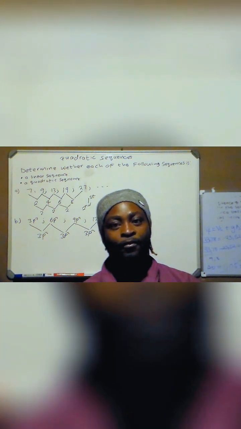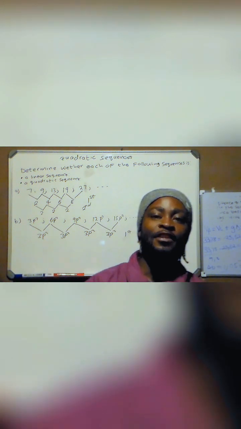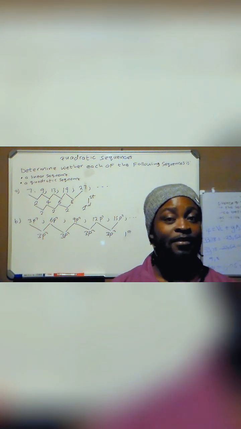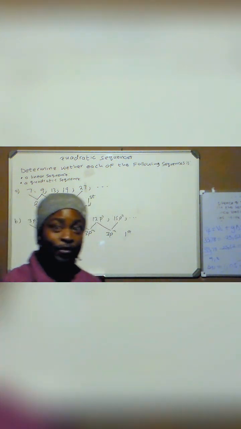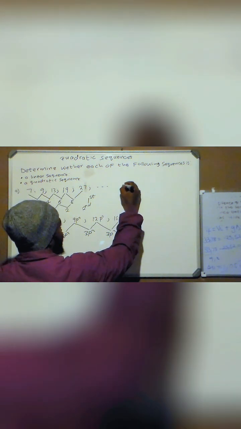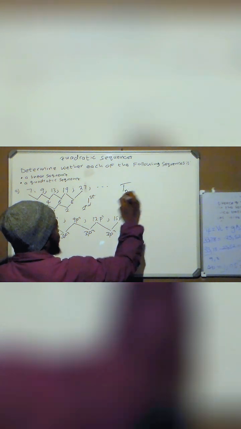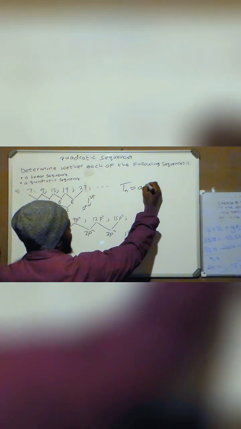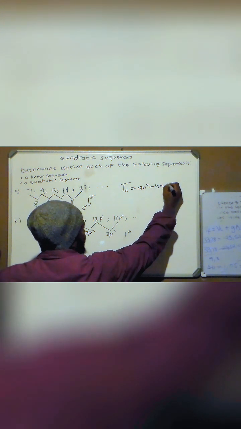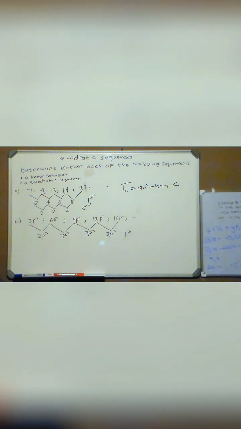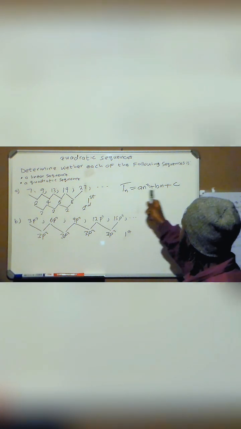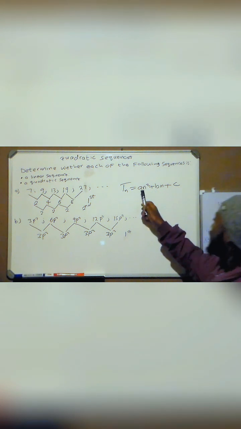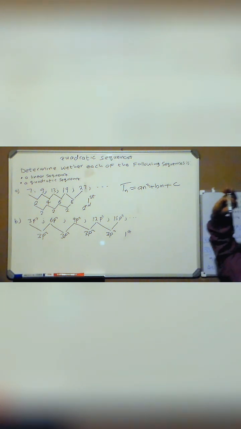So now we have to go and look at the general term of a quadratic sequence. Since we are dealing with a quadratic sequence, from quadratic equations, the general term of a quadratic sequence is given by Tn equals an squared plus bn plus c, right? So in the next part of this video, we're going to be trying to find a way to determine the values of a, b, and c. So let's do that.